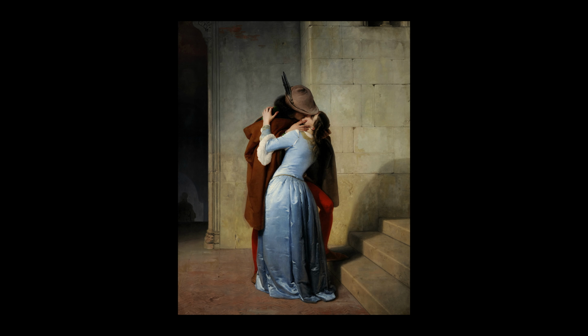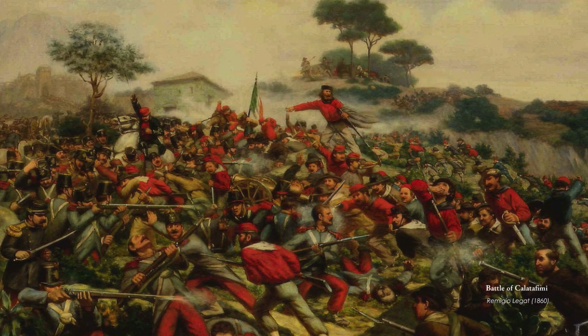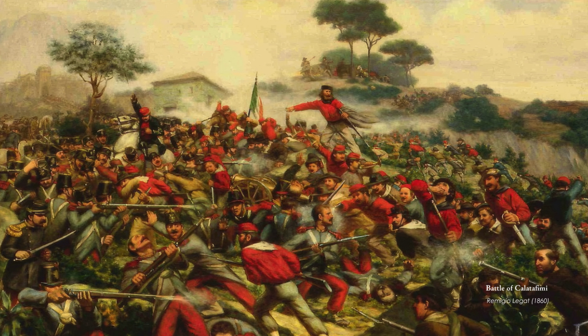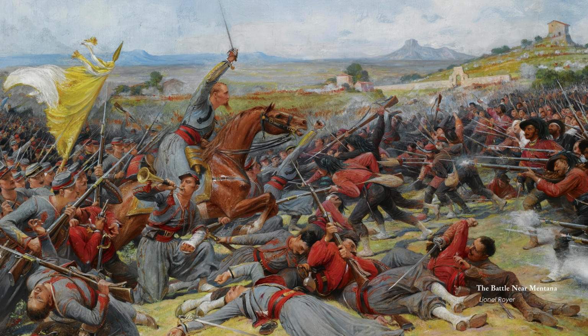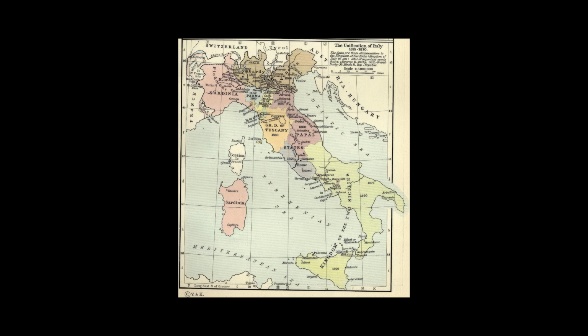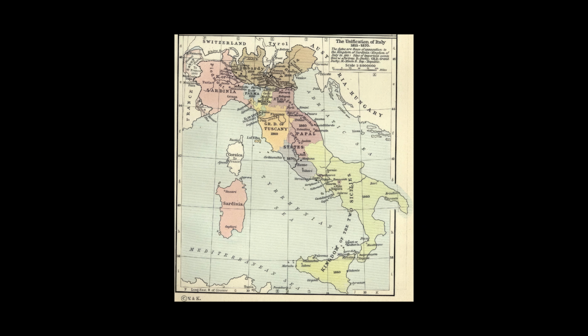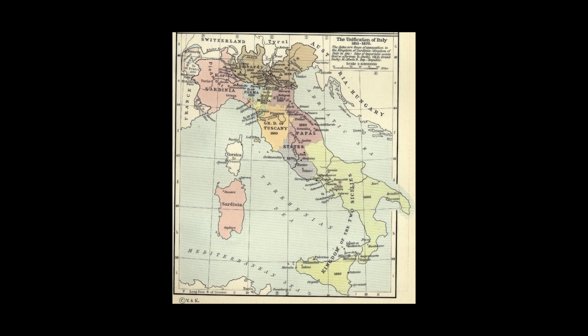To understand this interpretation, it's necessary to understand the historical context in which the painting was created. In 1859, the year The Kiss was painted, Italy was in the midst of the Italian Risorgimento, also known as the Italian Unification. Following the defeat of Napoleon, the Congress of Vienna in 1815 redrew much of the borders of Europe and divided Italy into several separate states, many of which were directly or indirectly controlled by the Austrian Empire.